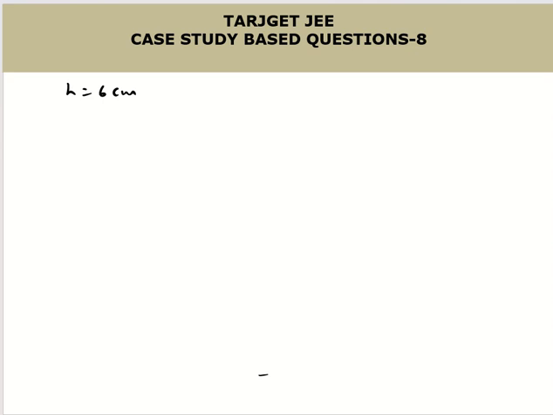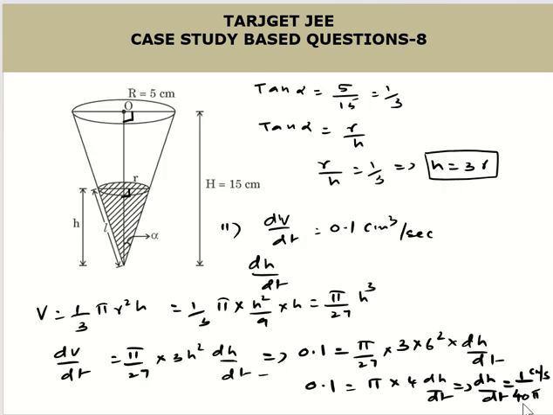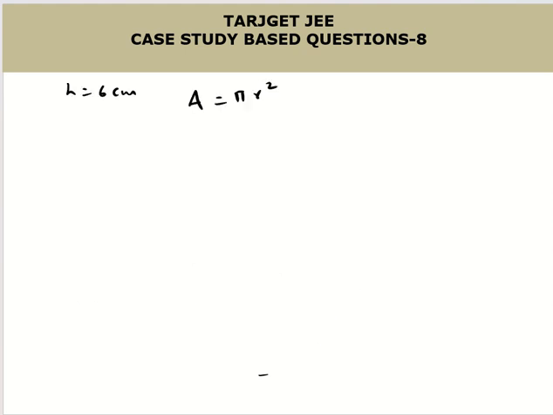So area of a circle is going to be pi r square. They are asking us to find out dA by dt. But we know only dH by dt as 1 by 40 pi. And we also know r is equal to h by 3. So let us replace this r as h by 3. So we get A equals pi h square by 9.